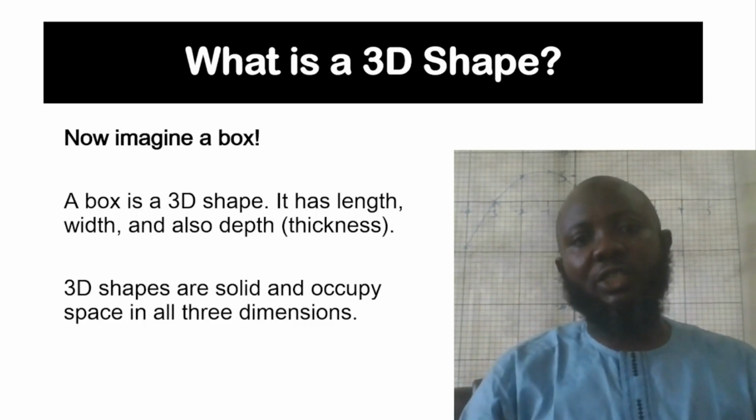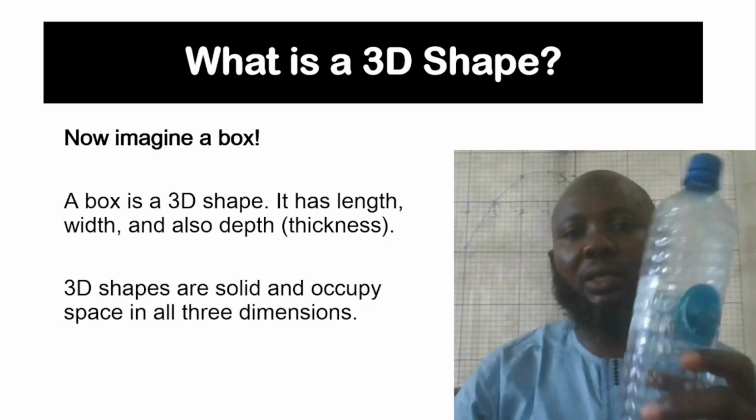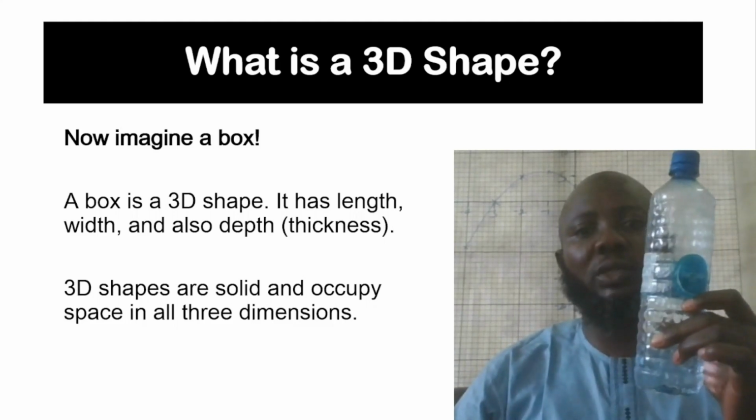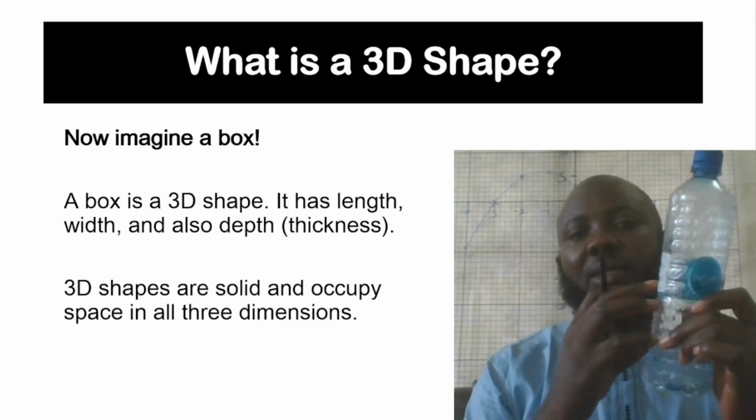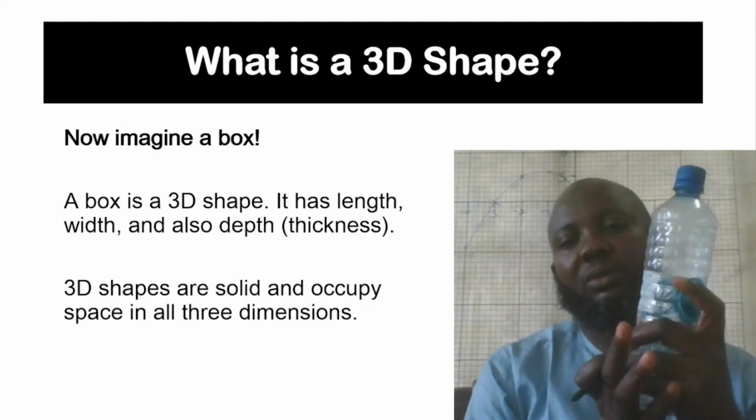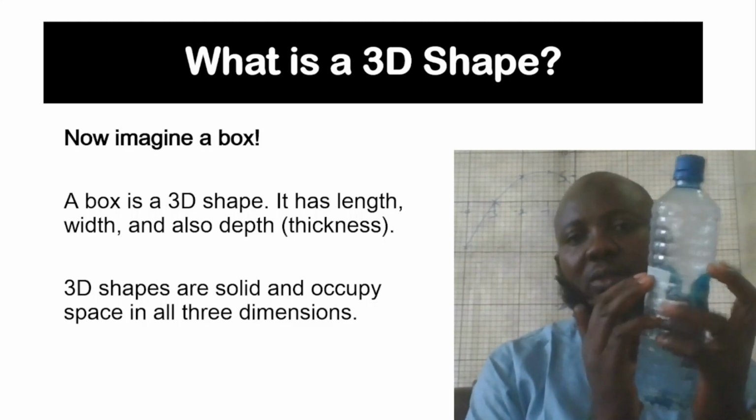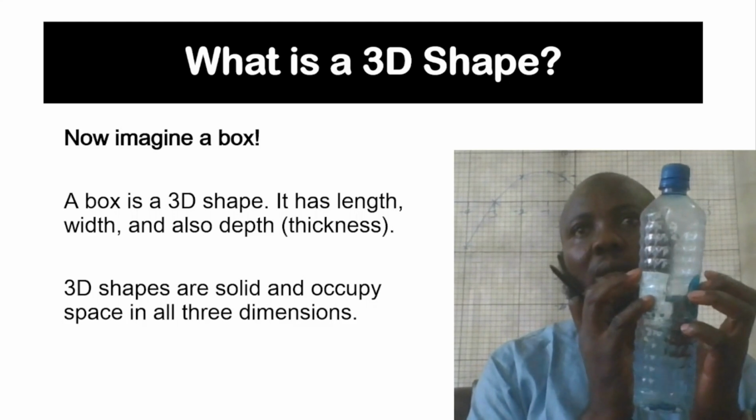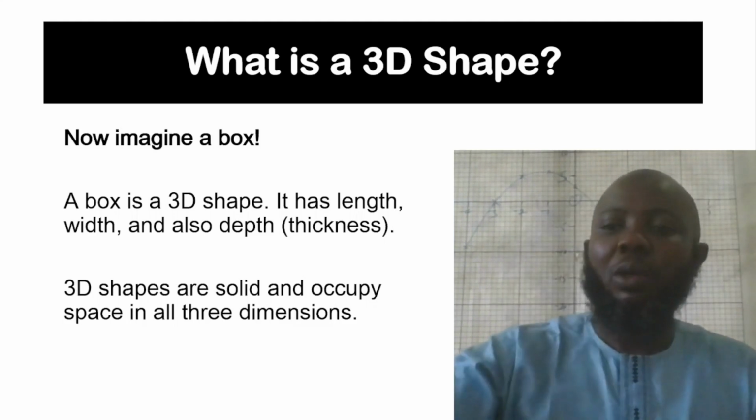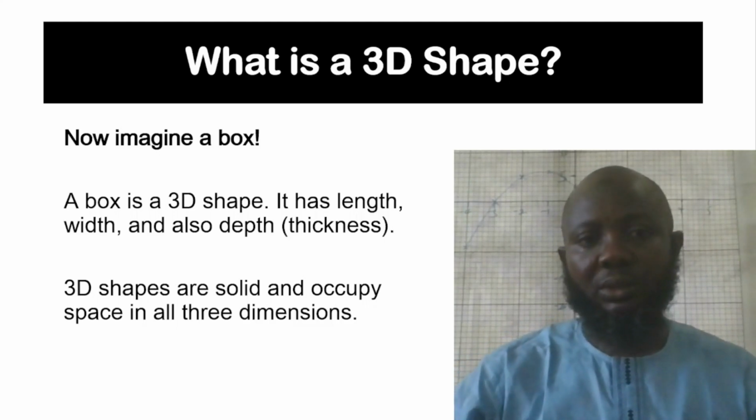Then 3D shapes are solid and occupy space. Just like when you look at this bottle. This bottle is a 3D shape because it has a space that we can put something inside. You understand? So that's why it's a 3D shape. It occupies space. You can put water inside it or some other things inside this shape. So that's why it is 3D. It has three dimensions.